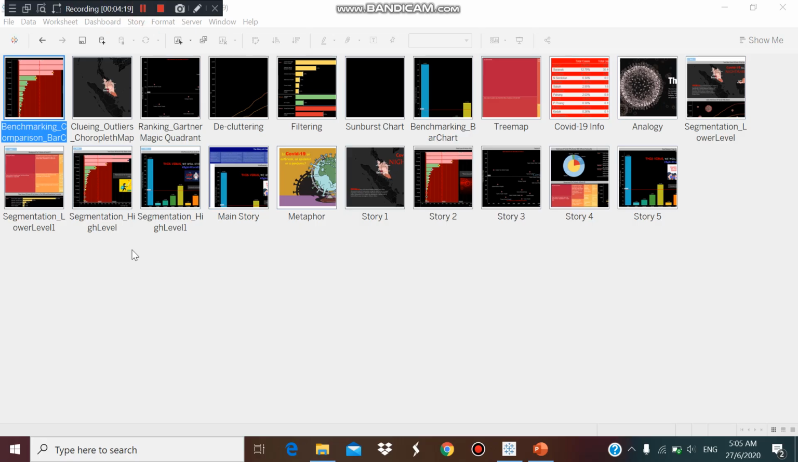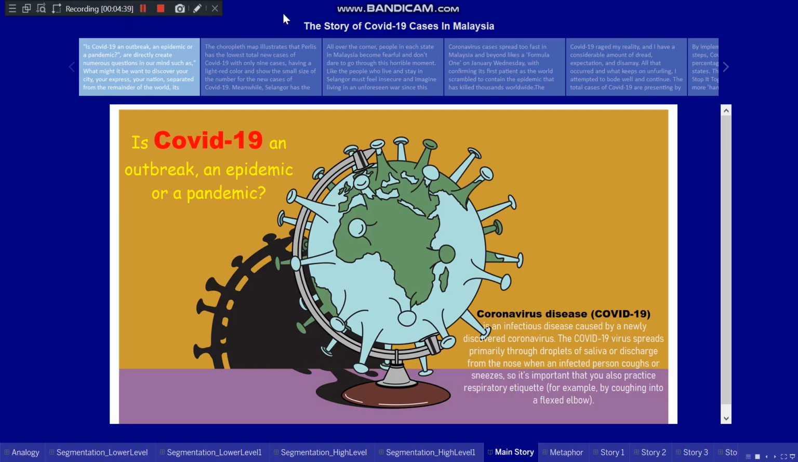For the semantic shrinking, in this project we minimize the size of the visual display, so we use this type of view to include all the charts in this project. For the storytelling, we put the title "The Story of COVID-19 Cases in Malaysia."